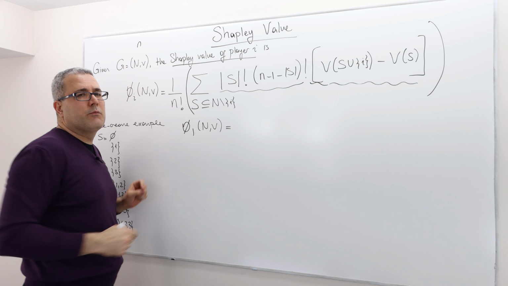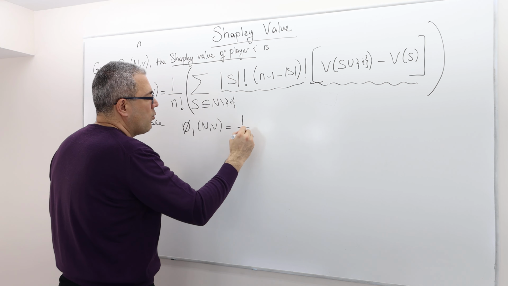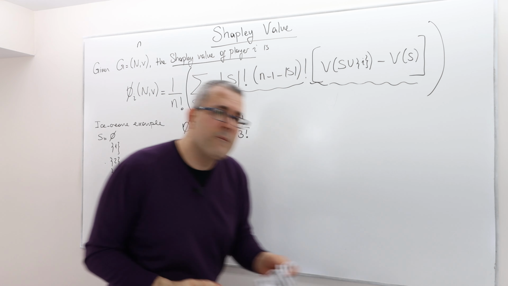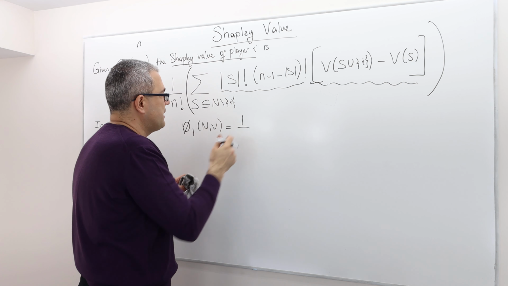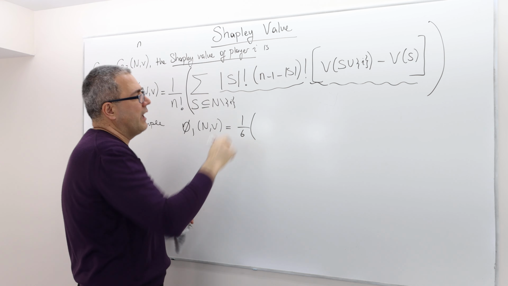So what is the number of players in this game? There are 3 kids, remember? So therefore, 1 divided by 3 factorial, but let's not leave the factorial. 3 factorial is 3 times 2, so it's 6. All right. And then parentheses, I'm going to have this sum.